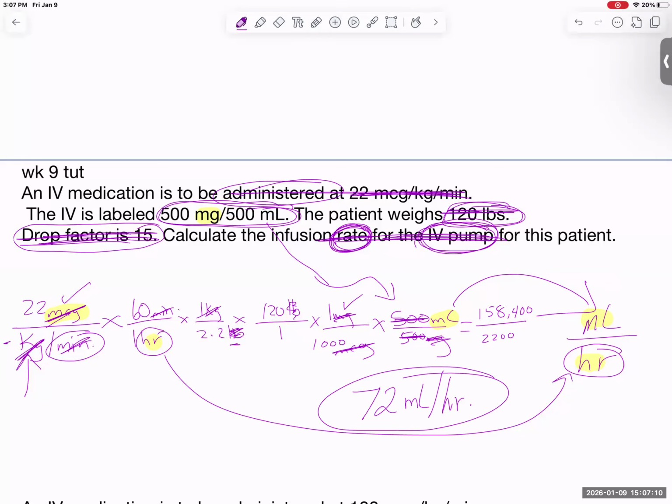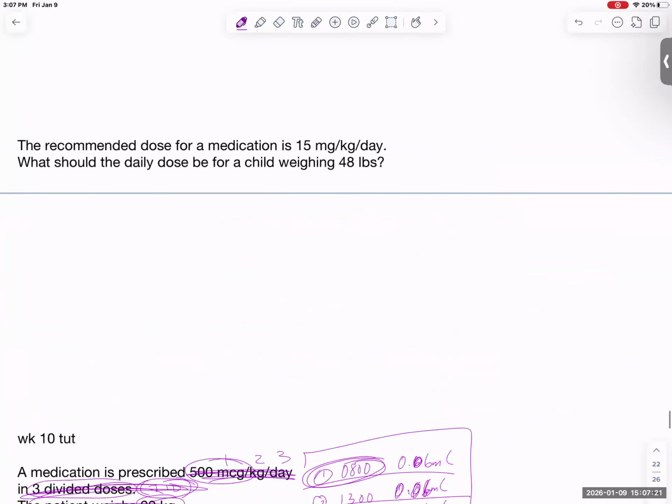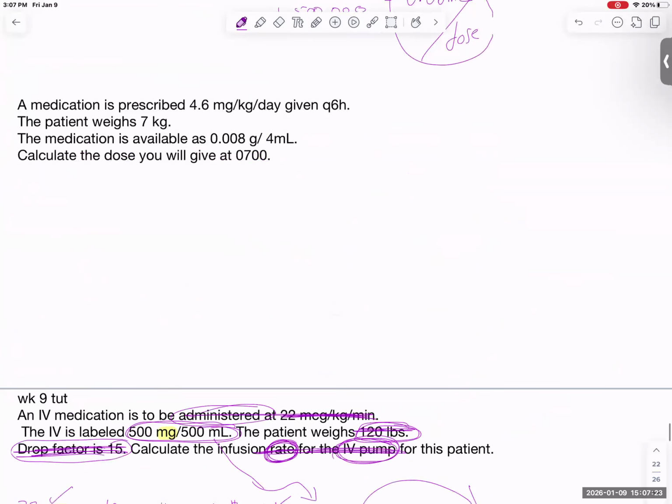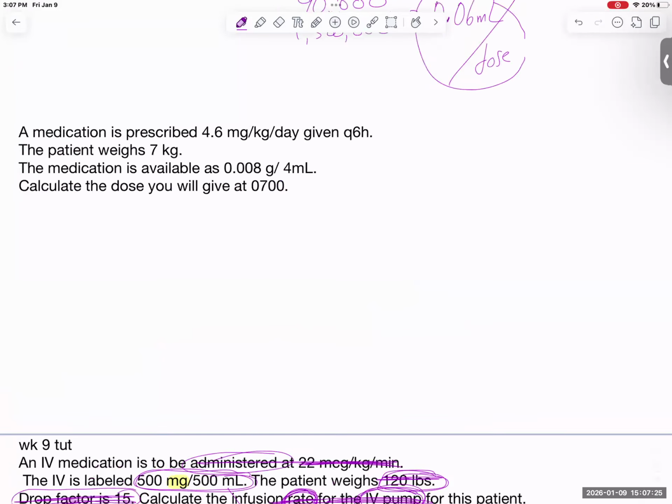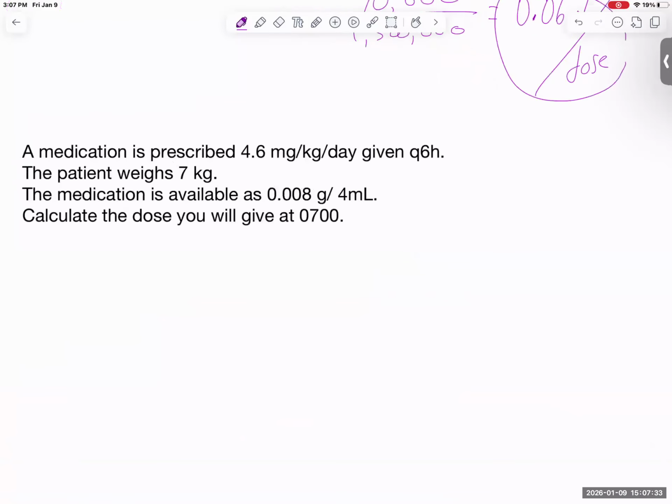Professor, can you go back to the previous question? I refuse. I would like to know what was the answer you got? The previous one. I sent you a question regarding that question too. Which one? This one. The medication, 4.6 milligram, and 4 milliliter. I want to see the setup for the dose, please.